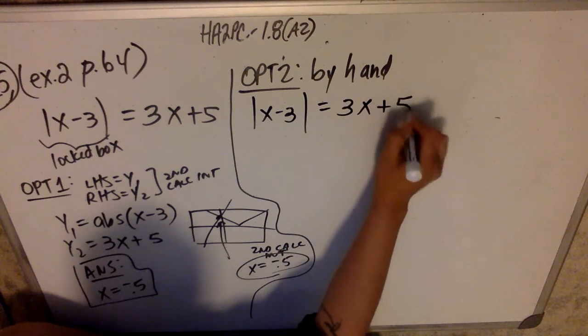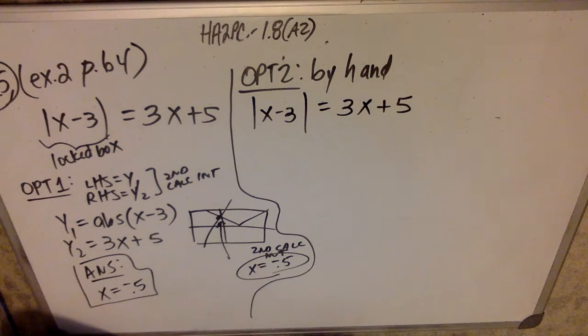3x plus 5. The caveat here, the extra restriction when we do this by hand, is that you're going to want to check your answers because these problems tend to have what we call extraneous answers, meaning answers that seem to work when you solve but don't actually work when you plug in, okay?